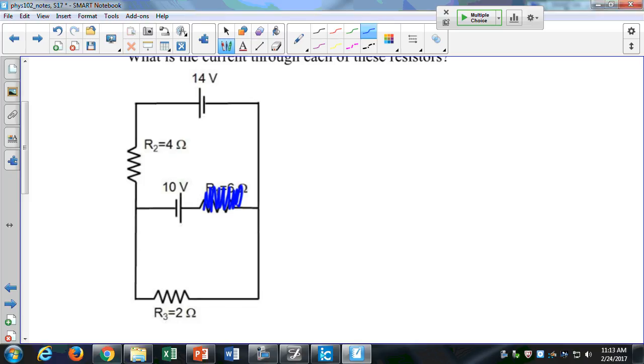Let's write some equations. You'll have some questions too where you just have to pick out the right equations, and probably next time, I don't think we'll get to it today, but next Friday we'll finish up this chapter and we'll do a few questions like that. Let's write some equations. First, we want to pick the direction for the current.